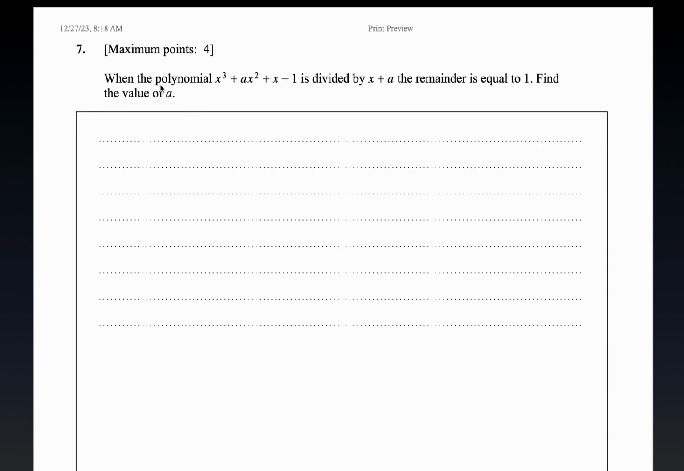Okay, question number 7. When the polynomial x cubed plus ax squared plus x minus 1 is divided by x plus a, the remainder is equal to 1. Find the value of a. All right, for this one we have to use the remainder theorem. Okay, so if our divisor, this is our d of x, so the 0 of our divisor, if we put it into our polynomial and replace x with it, we should be able to get our remainder.